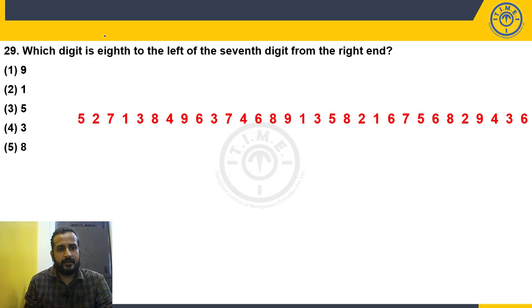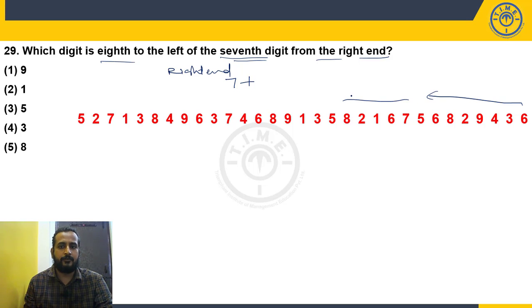Which digit is 8th to the left of the 7th digit from the right hand? So we should start counting from the right hand, count the first 7 digits, and again move to the left side. So it is a continuation, which means addition. 7 plus 8, which is 15 from the right hand. Count it. 1, 2, 3, 4, 5, 6, 7, 8, 9, 10, 11, 12, 13, 14, 15. 3. So choice 4.